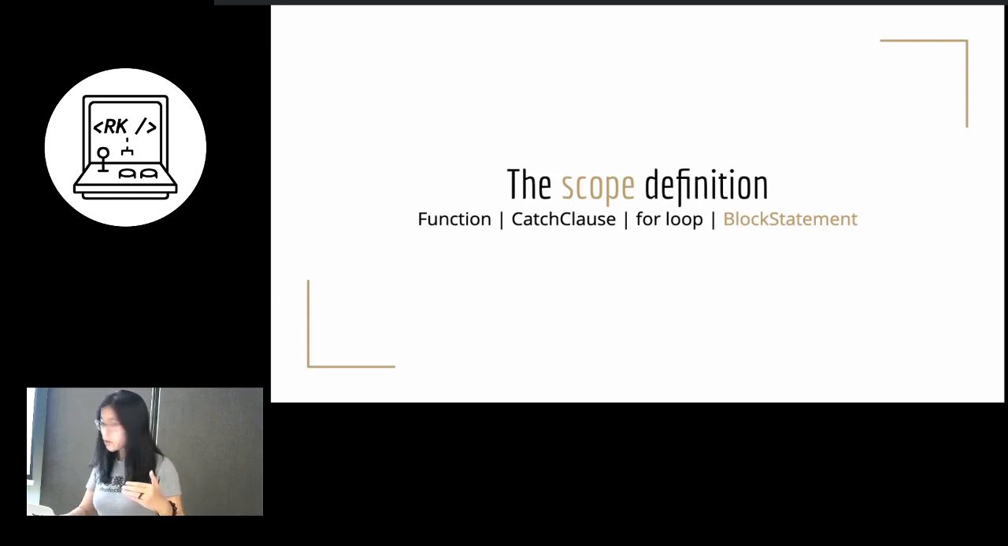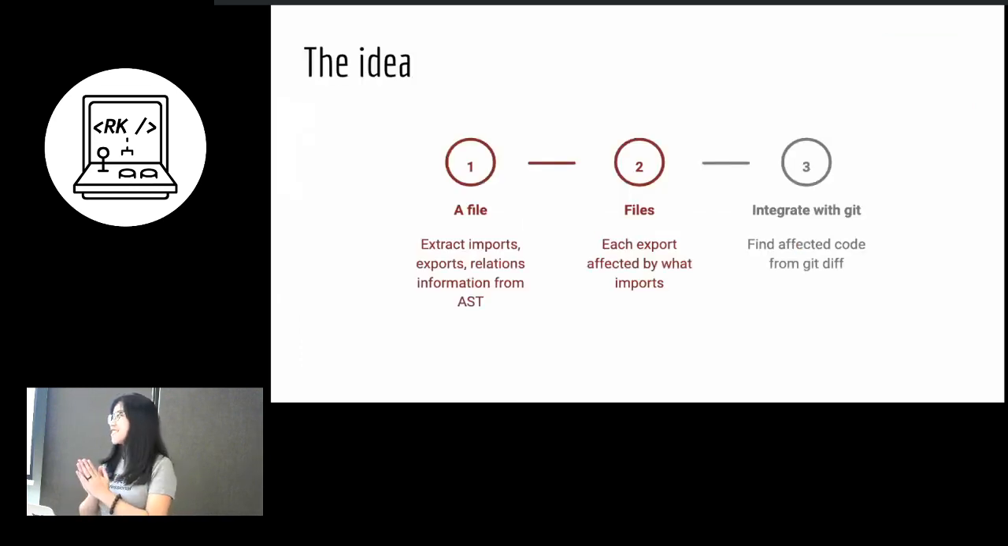And the same also applies to catch clause and the for loop. For example, if you let index or whatever to declare a new variable inside the for loop, it will also create a new scope. So this is step 1, done. So we come to step 2.